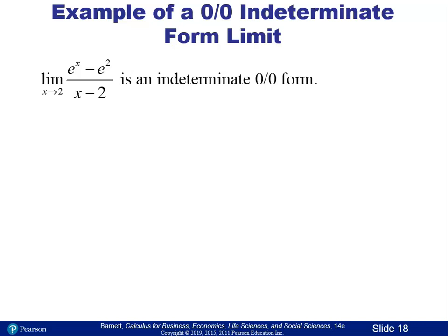Okay, so let's look at this. The first thing is to see if it's in indeterminate form. So if I plug 2 in, I'm going to have e to the second minus e to the second over 2 minus 2. So that is definitely 0 over 0. So it is an indeterminate form, which means L'Hopital's rule would apply.